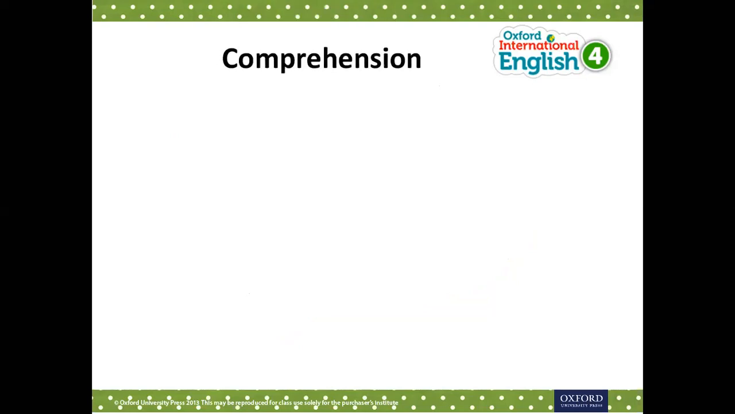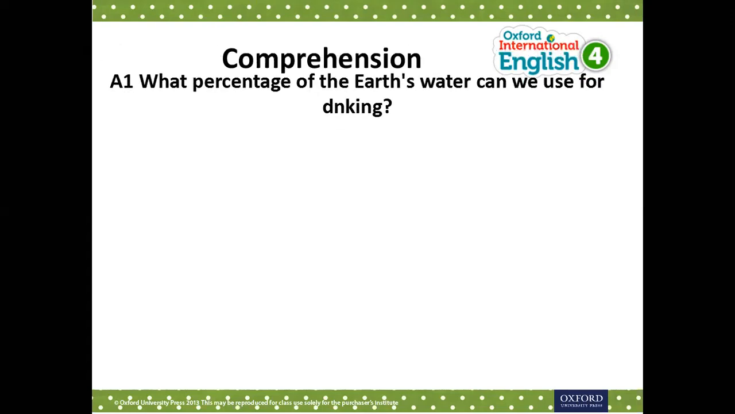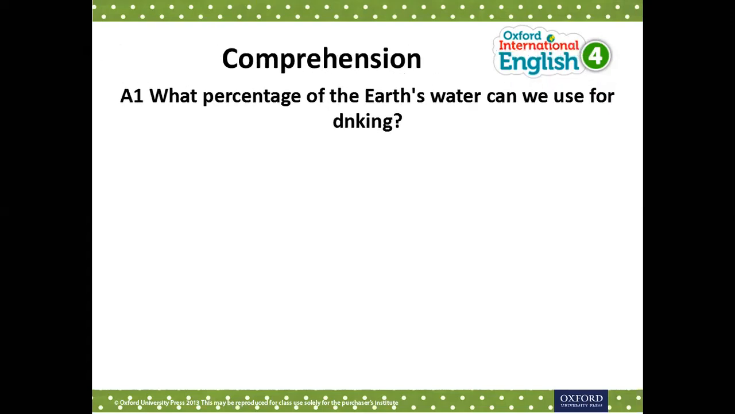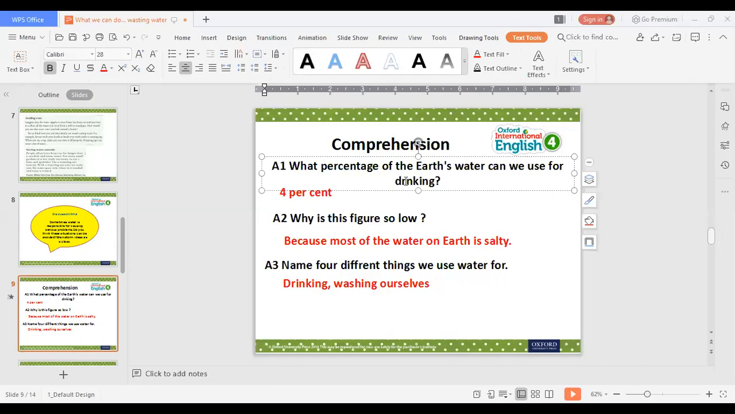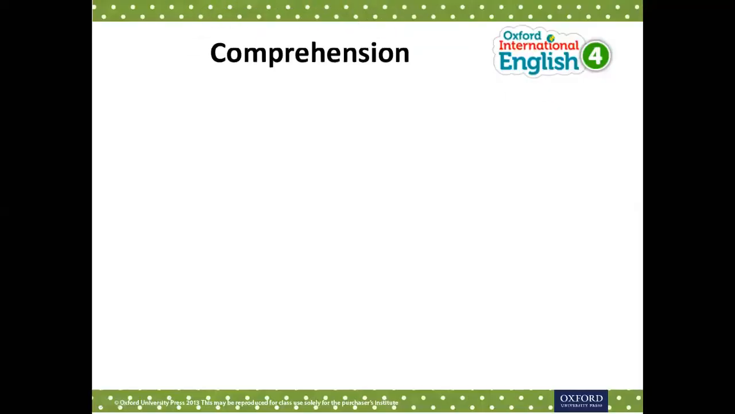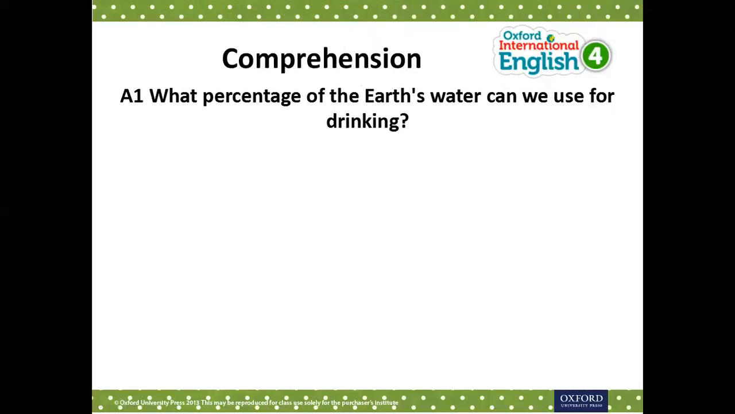Follow up on the screen. So comprehension part A. What percentage of the earth's water can we use for drinking? Okay, 4. That's correct. 4%. So you can answer it in your book or in your class notebook. So the percentage of the earth's water we can use is 4%.